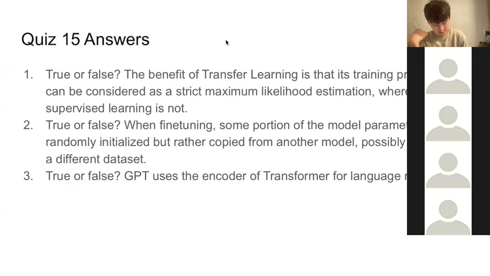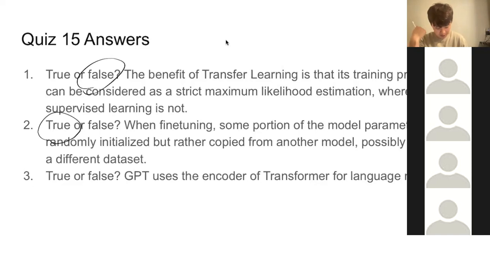Number two, true or false: when fine-tuning, some portion of the model parameters are not randomly initialized, but rather copied from another model, possibly trained on a different data set. This is true, and we got 95% correct, which is quite astonishing. I have never seen such a number of people getting it correct. I don't think this was a particularly hard question, but anyway, good to see that.